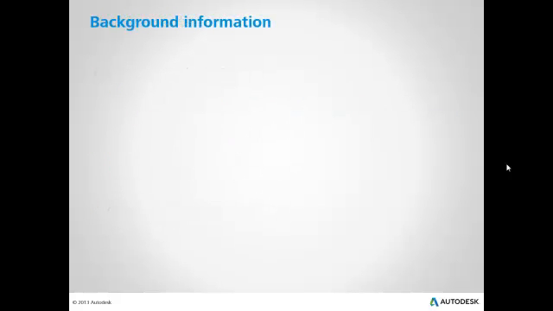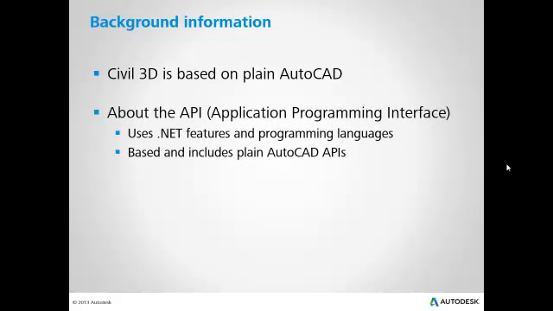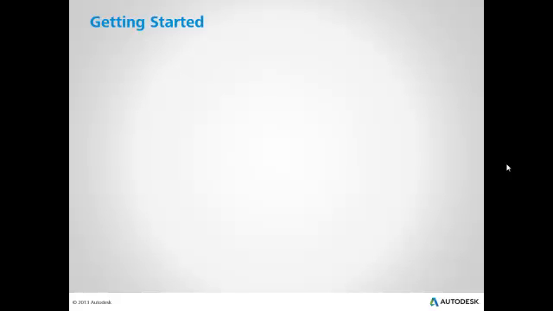Some background information. First, Civil 3D is based on plain AutoCAD. Also, about the API, the Civil 3D API uses .NET features and programming languages, so we can use VB.NET, but we can also use C#. Civil 3D uses all AutoCAD APIs, and we can use all those APIs inside Civil 3D development. So let's get started.